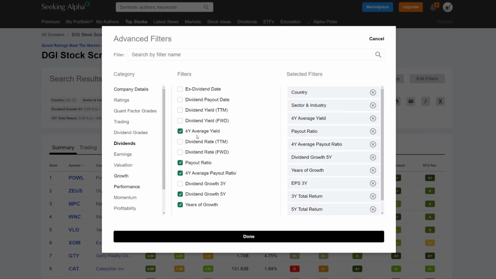So for example, I selected the 4-year average yield, the payout ratio, the 4-year average payout ratio. This is kind of interesting to see. The dividend growth over the last 5 years and the years of dividend growth. Okay, now I could also screen for the dividend yield. This is something that we can take a look at, but here's the key thing. So I'm already going to jump in and I'm already going to flood you with knowledge here. Okay, the reason why I like the 4-year average yield more than the forward starting yield is because the majority of you out there are dollar cost averaging.